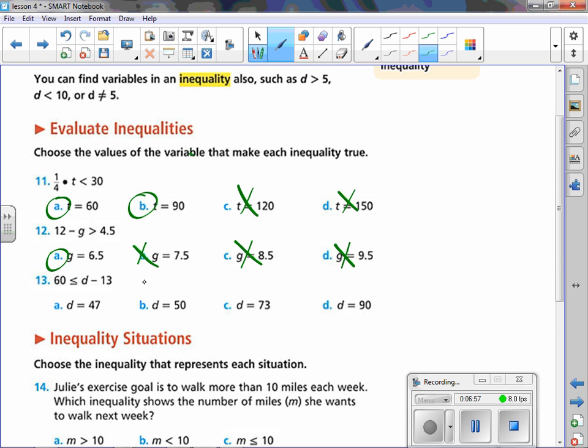Okay, let's go on to the next one. If D is 47, 47 minus 13 is 34. That is less than. 50 minus 13 is going to be less than 62 because I was already starting out with a number that was less than 60, so that one's not going to work. 73 minus 13, that's equal to 60. That's exactly 60. And that means D is going to be greater than.